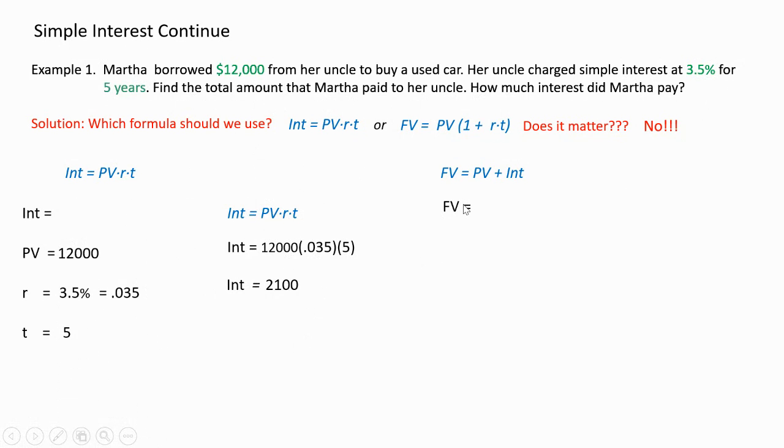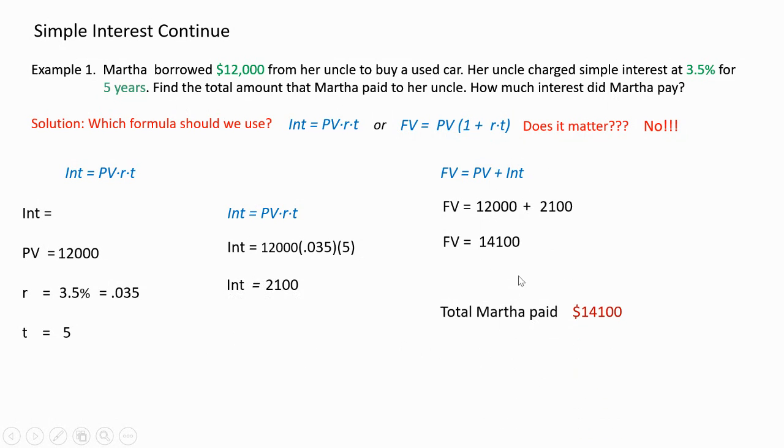So then to find the future value, we have to use this formula, because the future value is equal to the present value plus the interest paid. So the future value equals the present value, which is 12,000, plus the interest, which is 2,100. For the first part, it says find the total amount that Martha paid to her uncle. So it's the present value plus the interest, which is 14,100. Okay. So then, how much interest did Martha pay? Right, that was what we found at the beginning. So Martha paid.